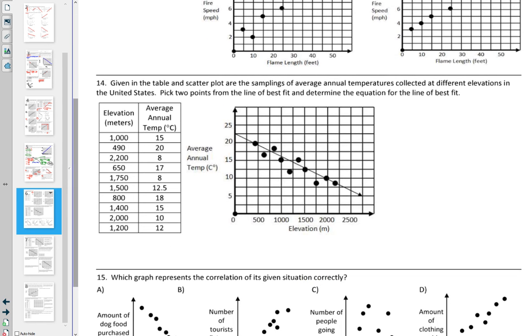Given the table and the scatter plot, pick 2 points from the line of best fit. Okay, so let's do this one. Let's determine the equation. Which 2 points here appear to be the most on the line of best fit? I'd probably go with the first and the last one. Let's pick those 2 points there. We can tell from the table just below that it's 490, 20. And then let's use 2208. So let's use these two for the line of best fit.